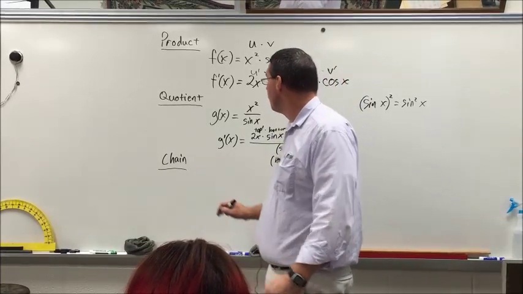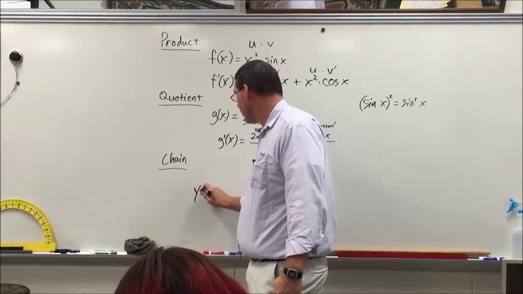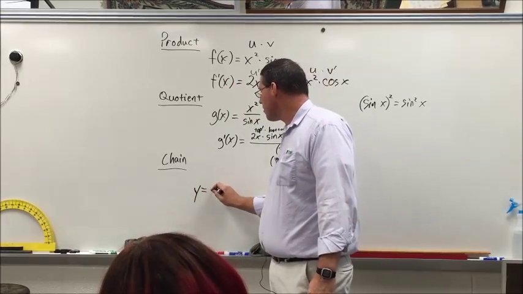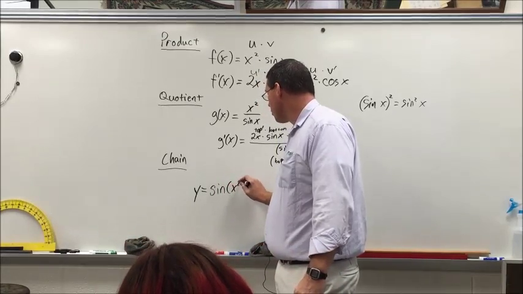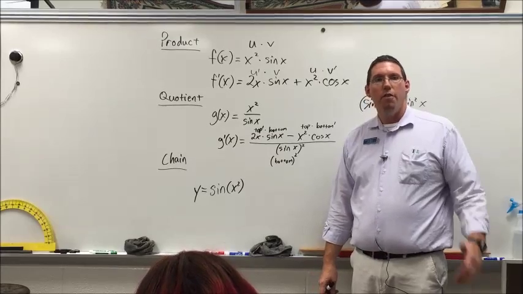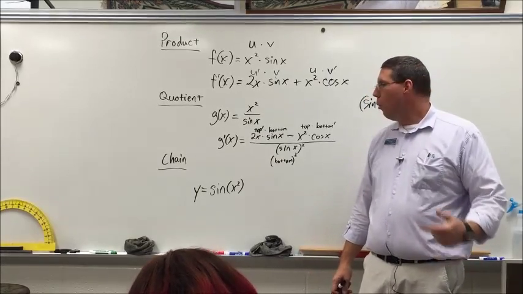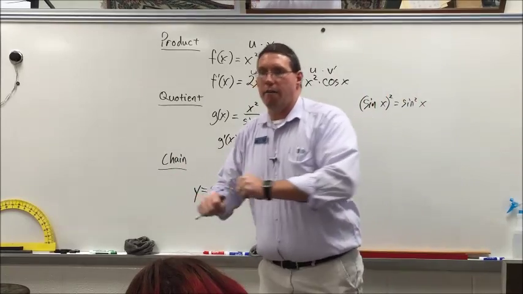And a composition function looks something like this. Let's use y, the notation y this time. Let's say that y is equal to sine of x squared. Sine of x squared. You're going to use the chain rule when you have a function inside of another function.